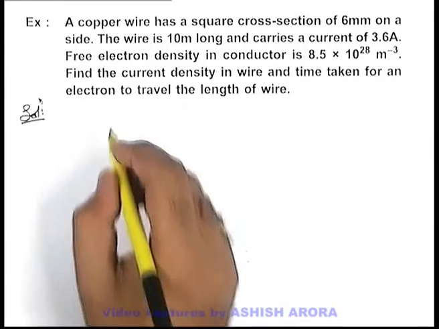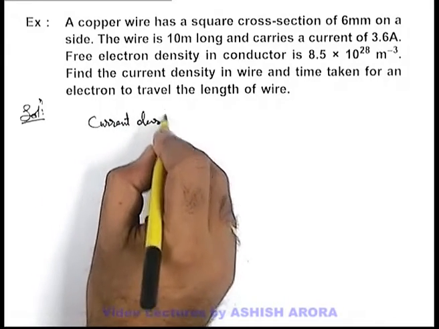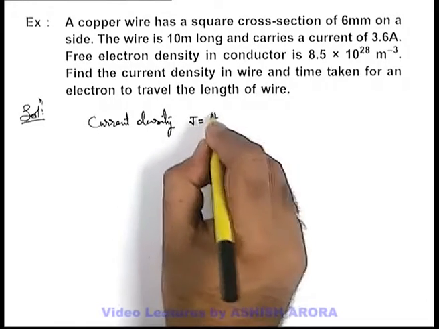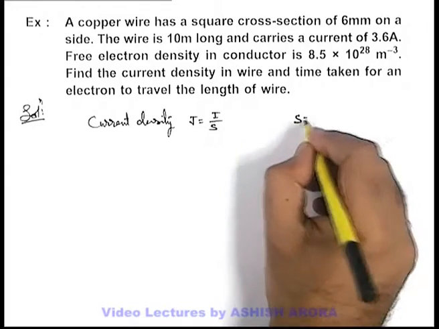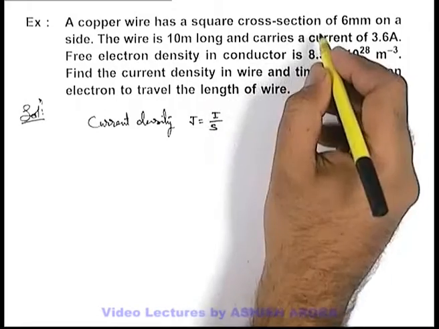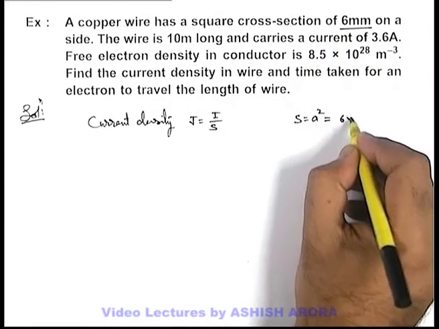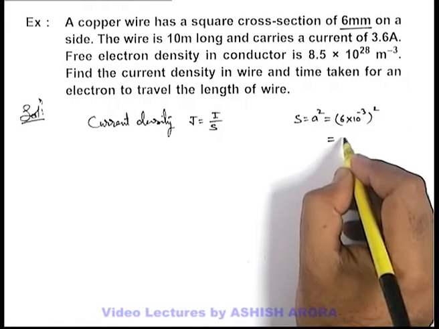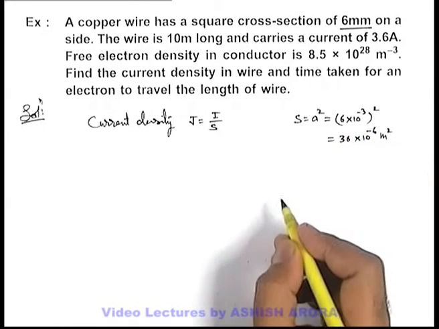Now, in this situation, we know that current density in a current flowing conductor can be written as J is equal to I upon A. If we talk about the cross-sectional area of the wire, this can be written as a square as it is of a square cross-section. The side a we can write as 6 into 10 to the power minus 3 meter whole square, that will be 36 into 10 to the power minus 6 meter square.